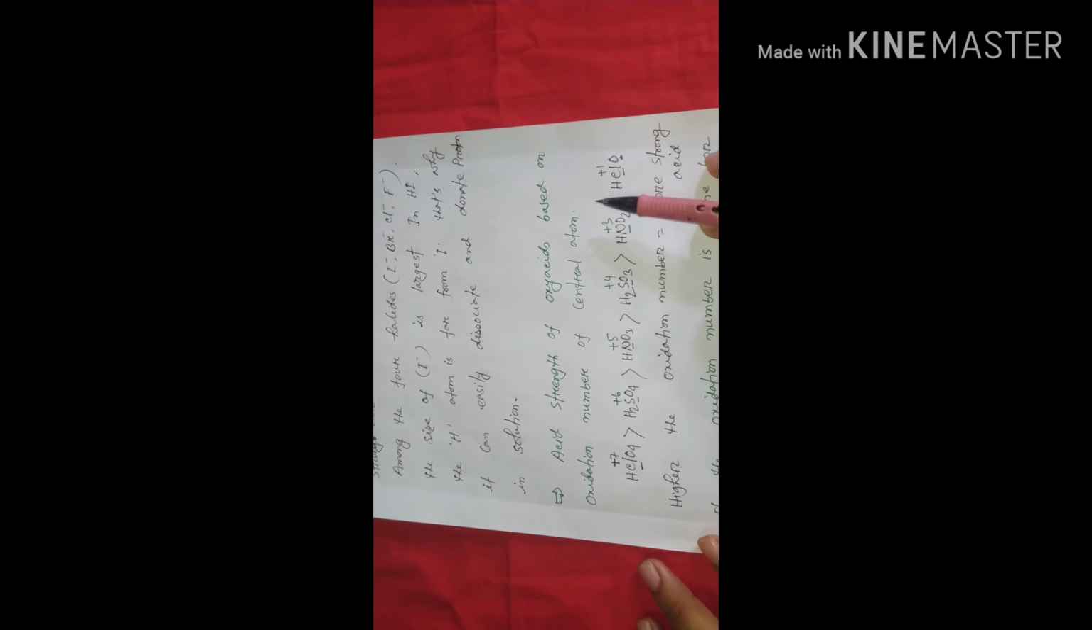Acid strength of oxoacids based on oxidation number of central atom. Here I use different types of acid: perchloric acid, sulfuric acid, nitric acid, sulfurous acid, nitrous acid, and chlorous acid. So we know the higher the oxidation state, the stronger the acid. Here the oxidation state of chlorine is +7, sulfur +6, nitrogen +5, sulfur +4, nitrogen +3, and chlorine +3. Among all the acids, the oxidation state is highest for perchloric acid. That's why it will be the strongest acid comparatively to all other acids.